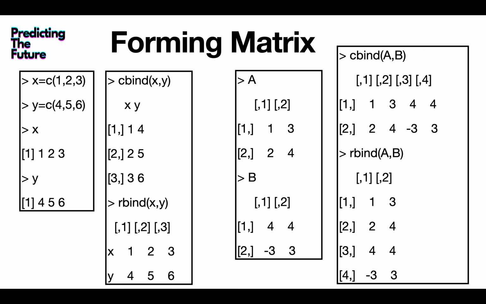It's the same for matrices as well. Suppose we have two matrices, capital A and capital B. If we do cbind, then the first matrix A will be put column-wise on the left side first, and then the second matrix B on the right side of A. So that's 1, 2, 3, 4, that's A, and then 4, minus 3, 4, 3, that's B on the right side. Rbind is the same, but it's just row-wise. So A is put on first vertically, and the next one is B.